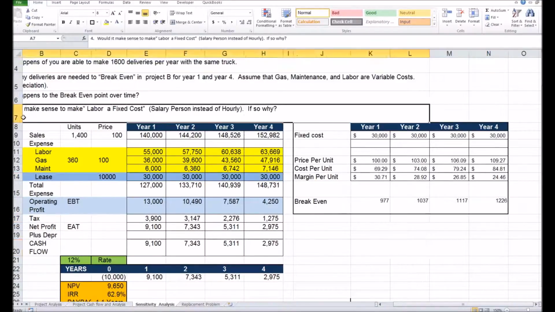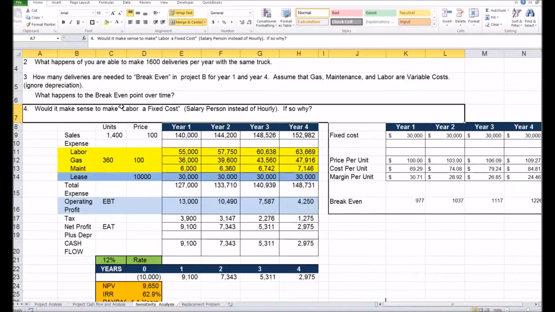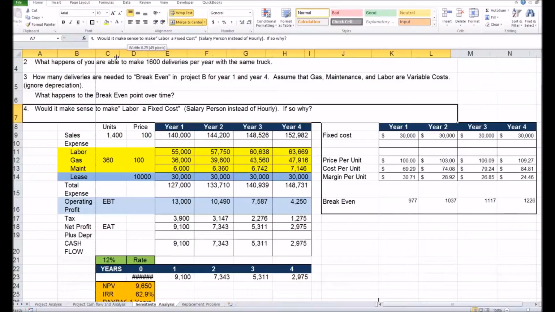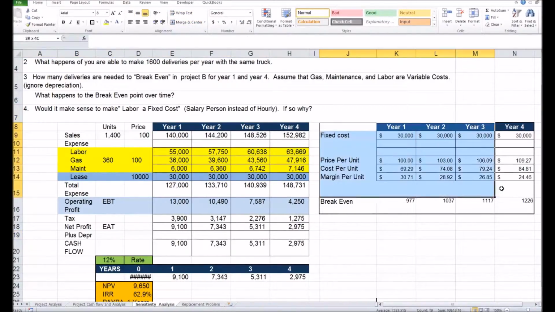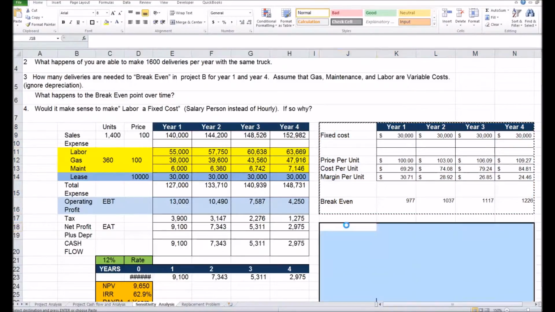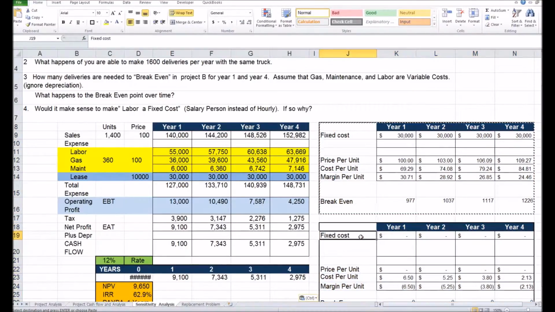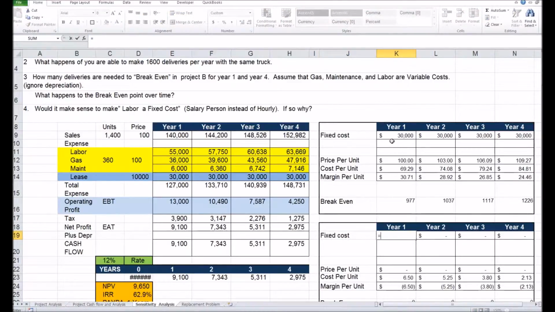So then they ask the question, would it make sense if we made labor a fixed cost? Before we had treated them like an hourly person that you could send home. If you didn't have enough business, you just send them home, kind of like McDonald's does. That's really asking us to do this calculation one more time. So I'll just copy it over. And in this particular case, our fixed costs are going to equal the 30,000 we had before plus our labor cost.